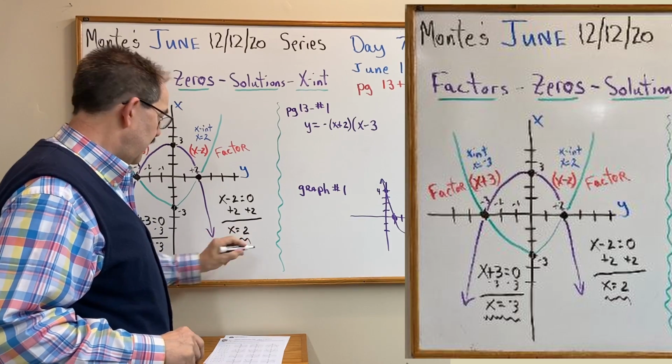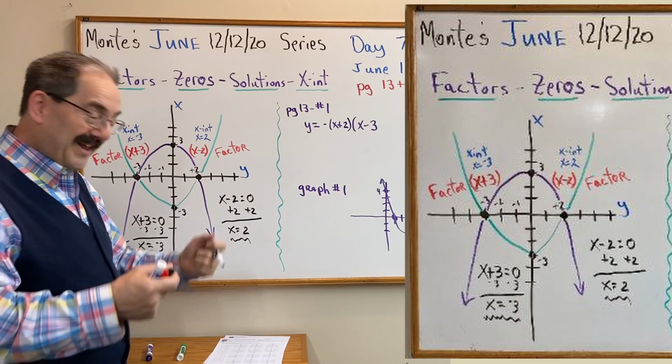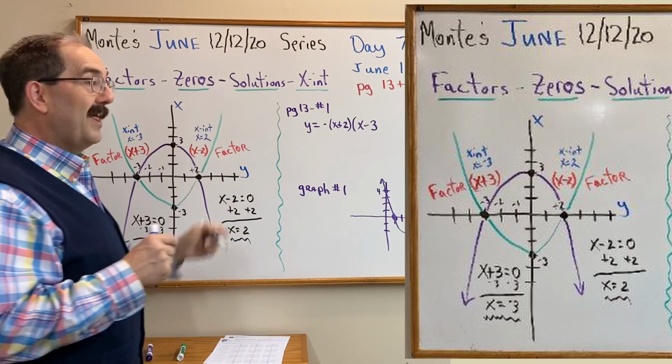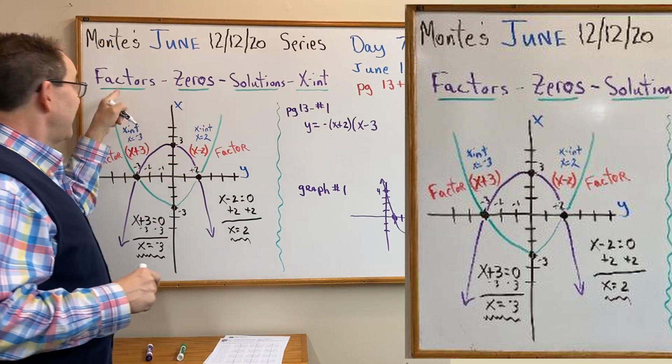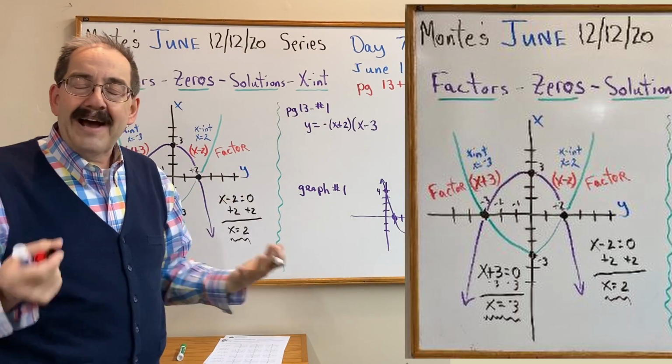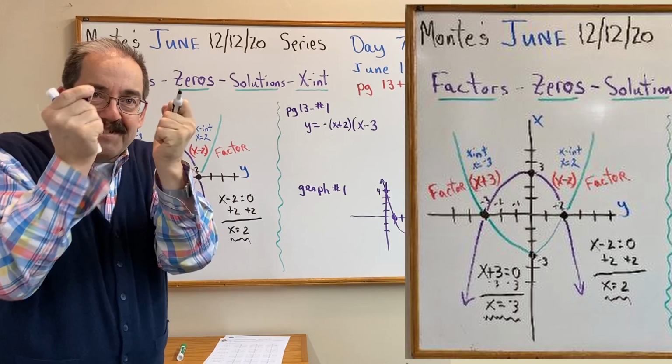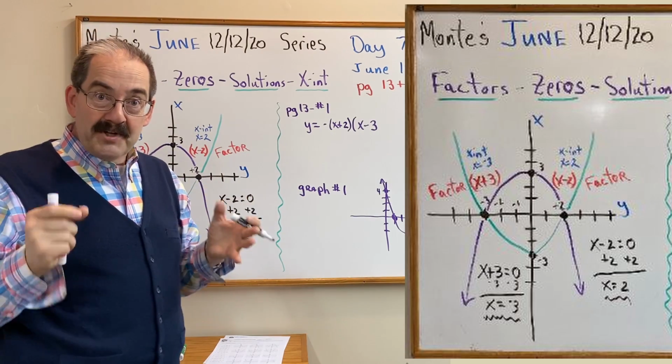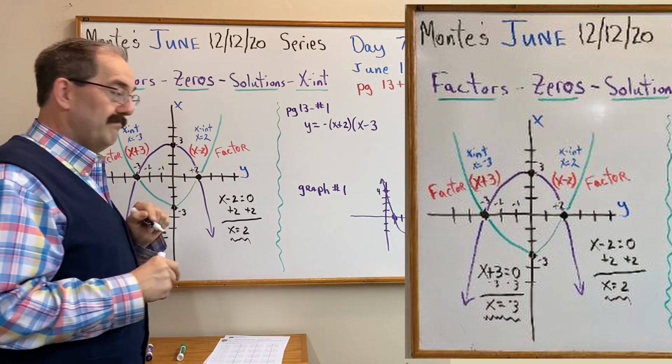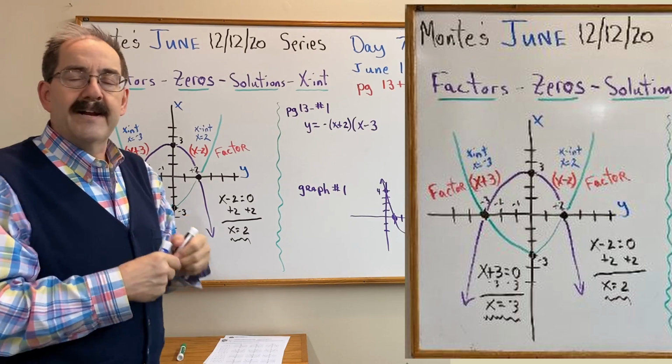2. That's why they're called the zeros. That's why they're called the solutions. That's why they're called the x-intercepts. That's why they're called the factors. The all-important piece in Algebra 2 is right there. Boom. Okay? All right. Let's get on to today's math.